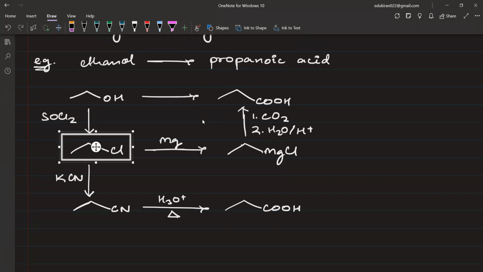Sometimes they can also give you the starting material as chloroethane. So in that case, it will be easy. You can choose anything. This type of conversion in which the product is having one carbon more than the reactant, this type of conversion is known as ascent of carbon.